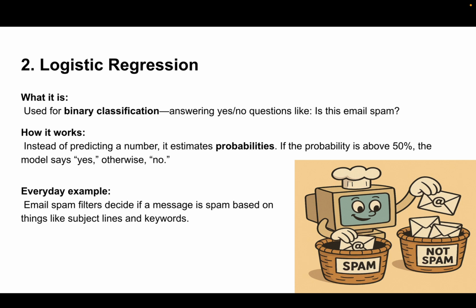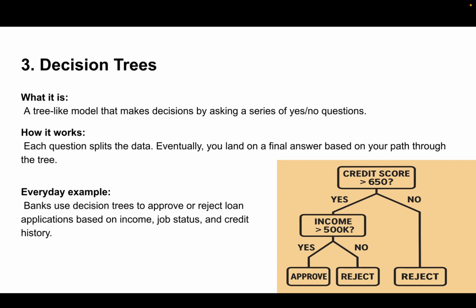Logistic regression is used for binary classification, that is, answering yes or no questions, like, is this email spam? How does it work? Instead of predicting a number like in linear regression, it estimates probabilities. If the probability is above 50%, the model says yes, otherwise, no. So it is used in spam filters. Email spam filters decide if a message is spam or not based on things like subject lines and keywords. Next, we have decision trees.